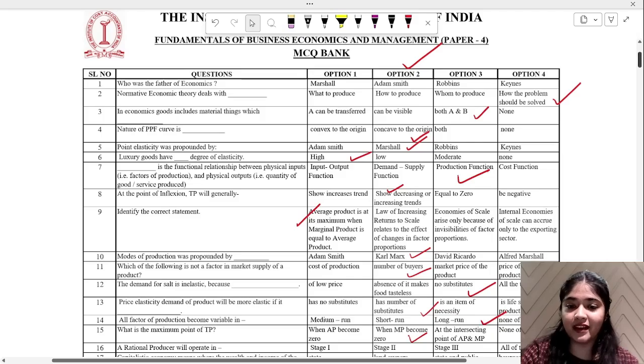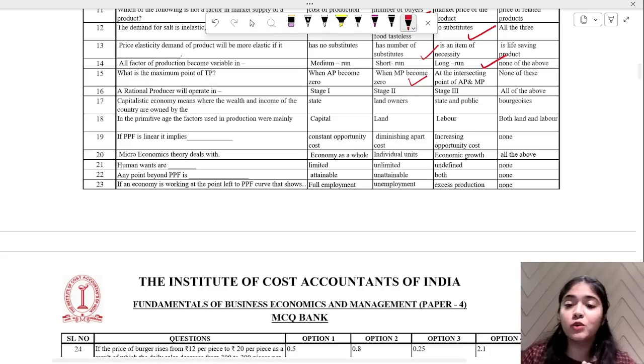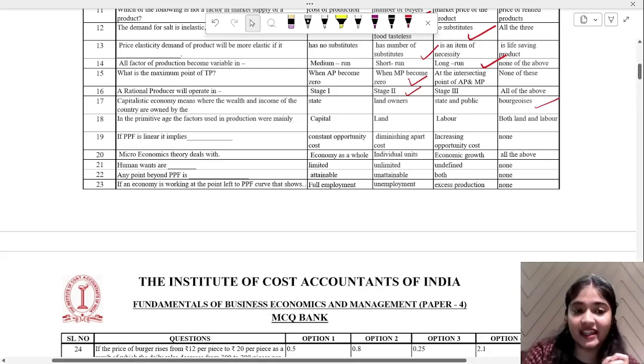Okay, let me scroll a little. Next question. A rational producer will operate in stage 1, stage 2, stage 3, or all of the above. Yes, that's correct. Option number 2, that is stage 2. Capitalistic economy means where the wealth and income of the country are owned by the state, landowners, state and public, or the bourgeoisie. So what do you think is the correct answer? Yes, bourgeoisie is the correct answer.